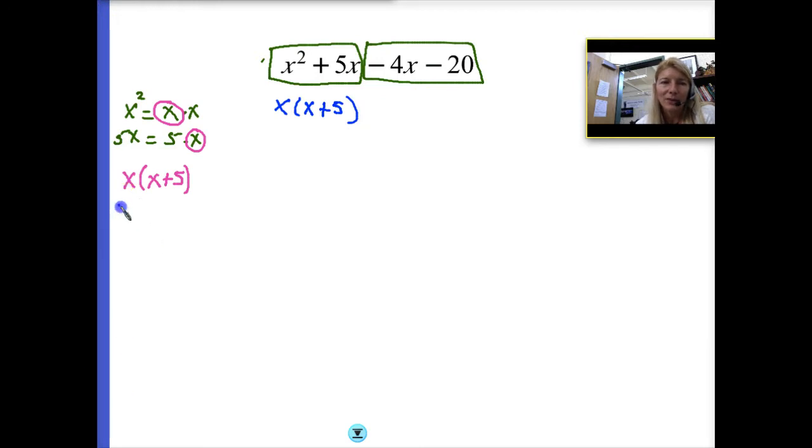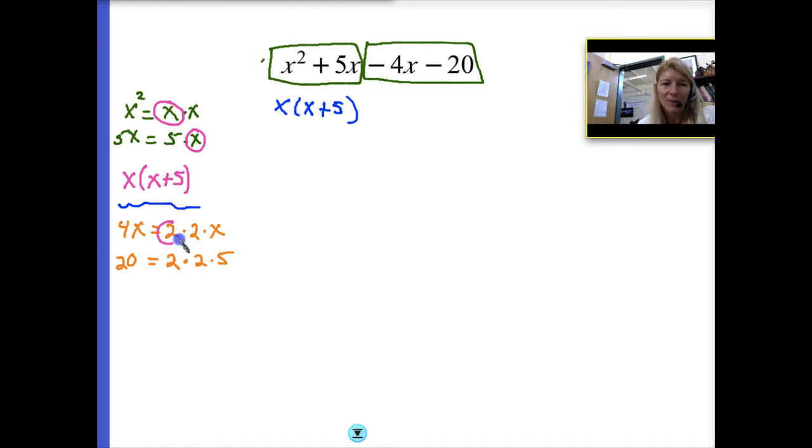So on the second group, I'm going to ignore the signs. Okay, so I'm just going to look at 4x and I'm going to look at 20 because I'm going to get to the signs in a minute. Well, 4 breaks into 2 times 2, and then we have the 1x. 20 breaks into 2 times 10, but 10 breaks down into 2 times 5. So 20, broken down into its prime numbers, is 2 times 2 times 5.